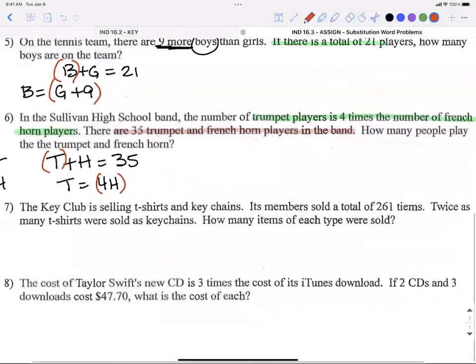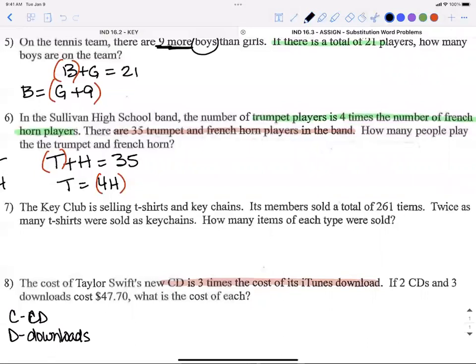The last one I want to set up is number 8. That is the cost of Taylor Swift's new CD. The CD is 3 times the cost of her iTunes download, okay? So again, I need to decide. I'm going to use C for CDs, and I'm going to use D for downloads. And the CD is 3 times the cost of the download.